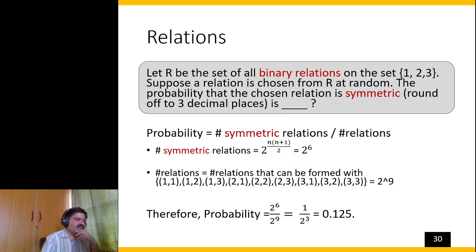Once again, we understand how to compute probability. We first need to compute the number of symmetric relations possible. We know from our understanding of symmetric relations that 2 to the power of n(n+1)/2 symmetric relations are possible, or 2 to the power 6 symmetric relations are possible. And the total number of relations we have already worked out is 2 to the power 9. So the answer still remains 0.125.